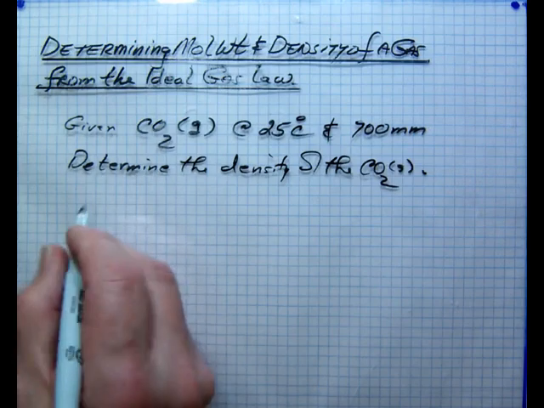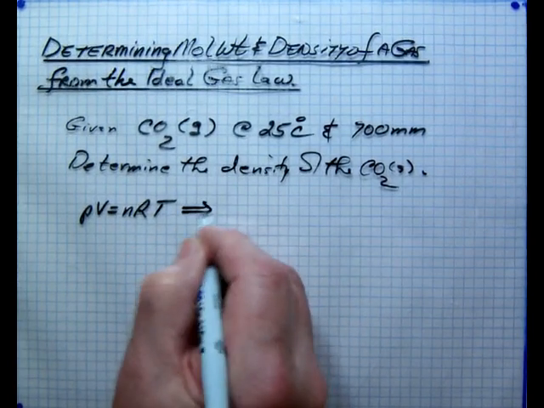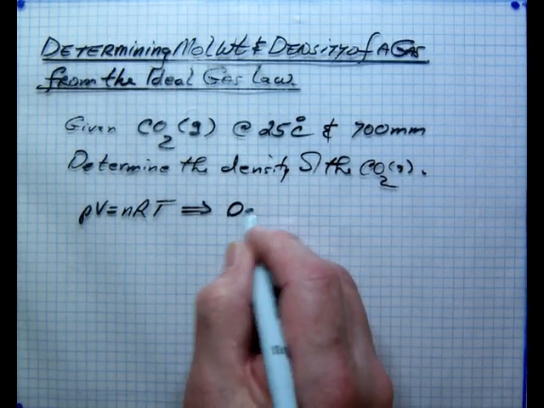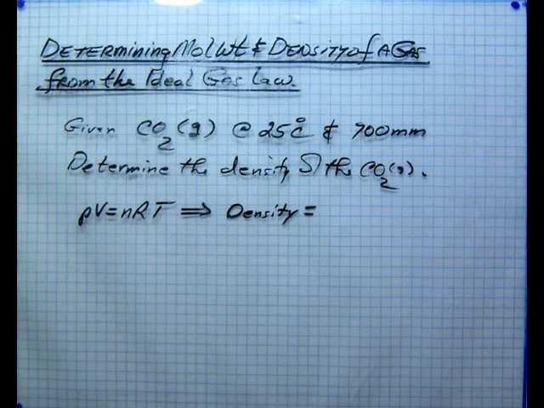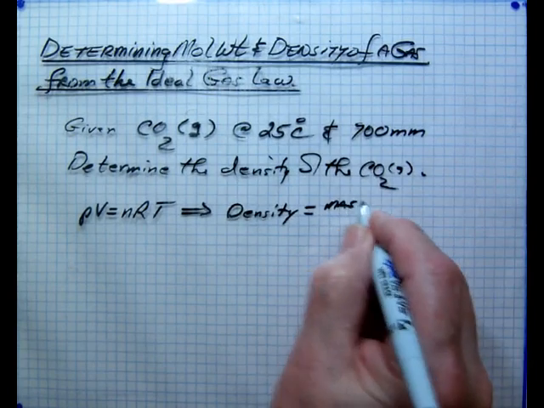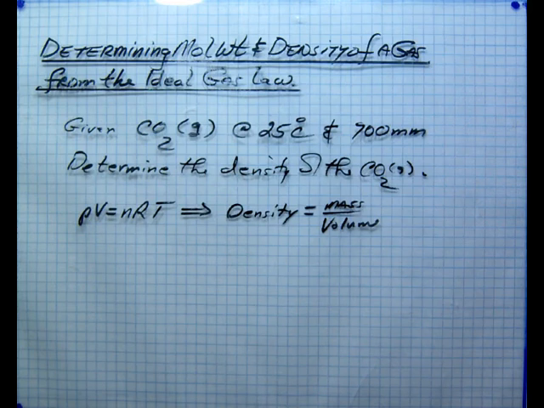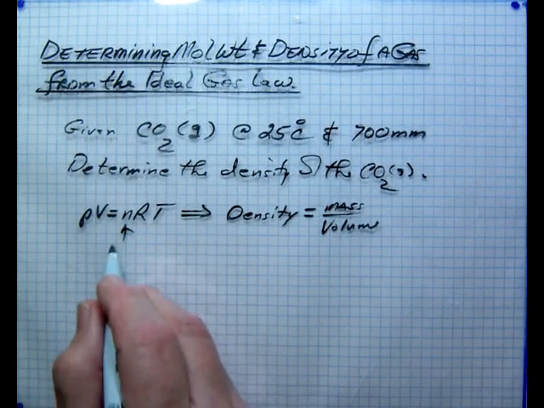From the ideal gas law, PV equals nRT, we need to convert this to a density relationship. Now what is the definition of density? We all know it's mass divided by volume, yes? Now, when you look at the ideal gas law, the term that contains mass numbers is the little n here, which is, of course, moles.